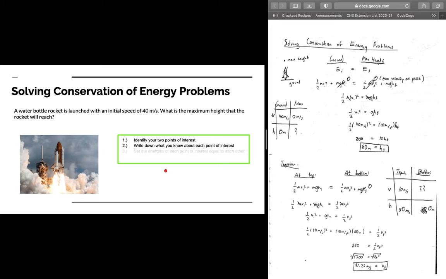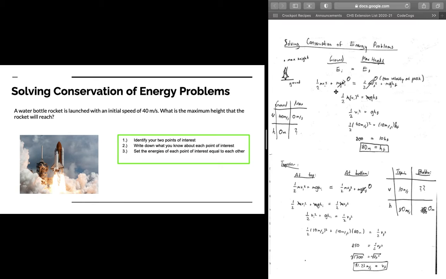So now the third thing that we're going to do is set the energies of each point equal to each other. In this case, we're going to have EI equals EF, that is conservation of energy. Our initial total energy equals our final total energy. So we're going to have 1/2 mass times initial velocity squared plus mghi equals 1/2 mass times our final velocity squared plus mghf. This is our initial kinetic plus our initial potential equals our final kinetic plus our final potential.